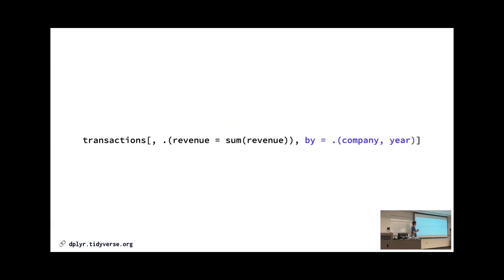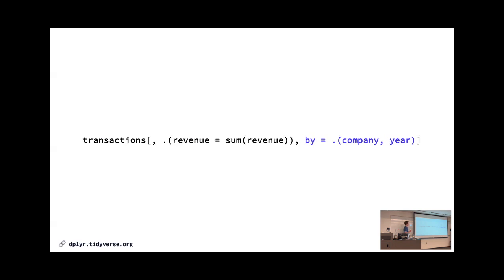Data table, if you're not familiar with it, is just another way to do data manipulation in R. It's really nice that they even exist because it allows us to bounce ideas off each other and we both end up improving our APIs. The way you do this in data table is you take transactions and do a similar type of thing. You sum the revenue and then you have this by argument that allows you to specify the columns that you want to group by.